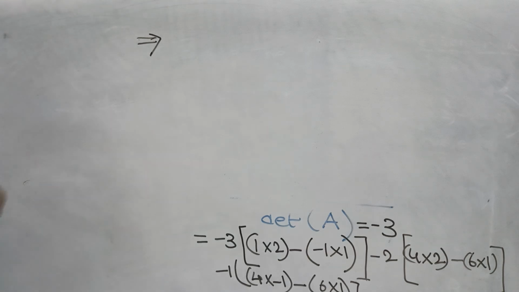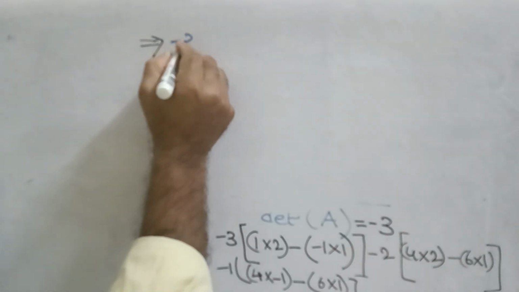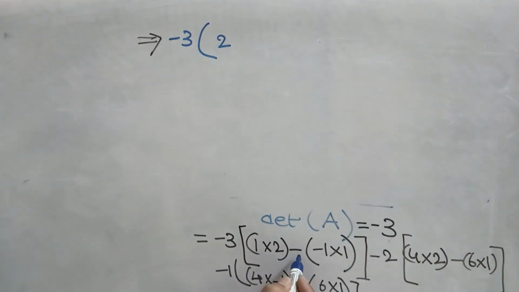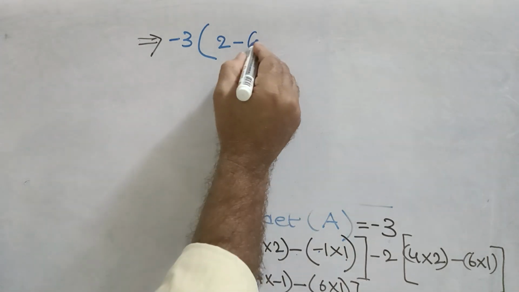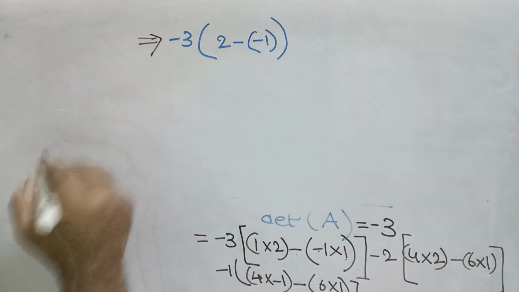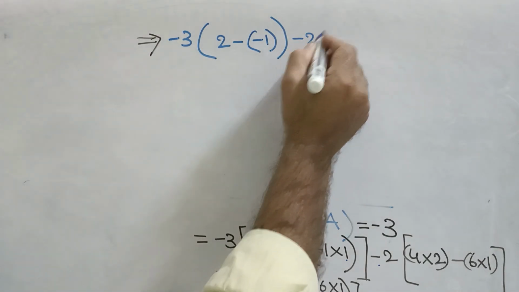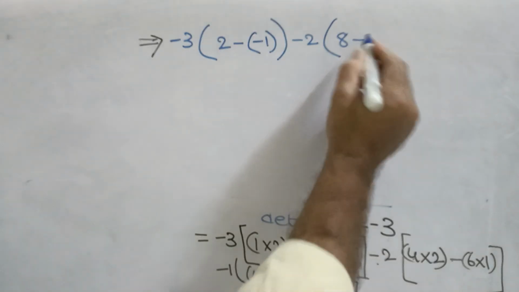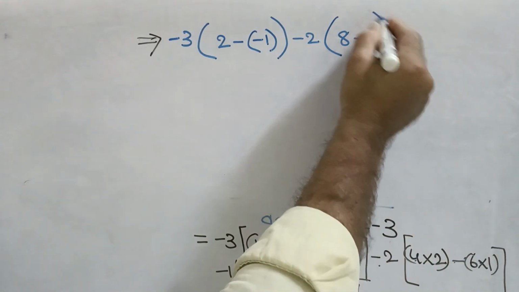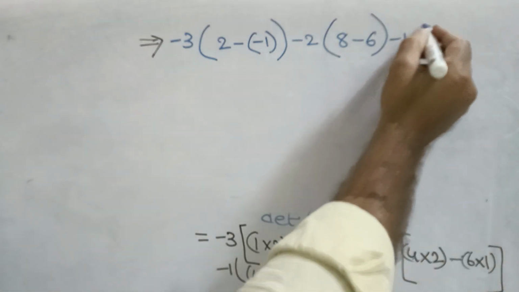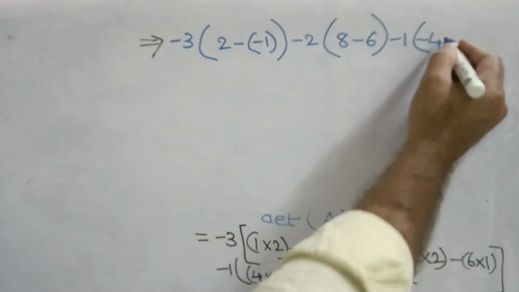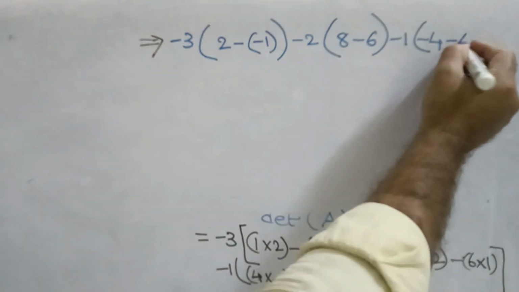So x value is equal to minus 3 into 1 into 2, it is 2. It is minus into 1, minus 1 into 1, minus 1. Clear? Put in the bracket. Then minus 2 bracket, 4 into 2 is 8, minus 6 into 1 is 6, it is minus 1, 4 into minus 1 is minus 4, minus 6 into 1 is 6.